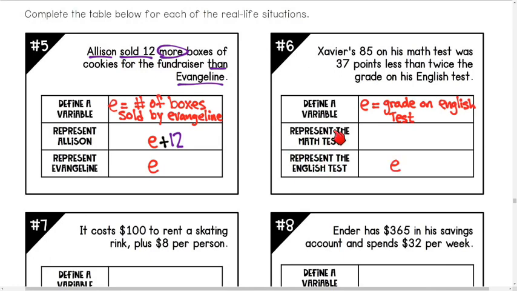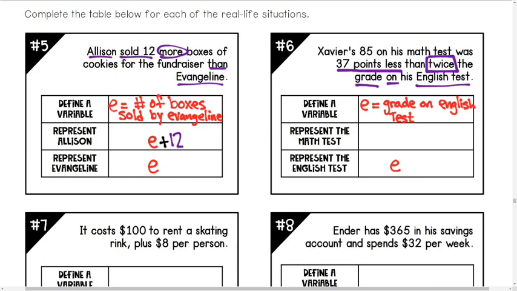And now doing a comparison for the math test, if I look at the information up here, the 85 is some cool information, but it's not something that we need. What we need is that his math test was 37 points less than twice the score that he got on his English test. So if I take my English test score and I double it, his math score is going to be 37 points less than that.